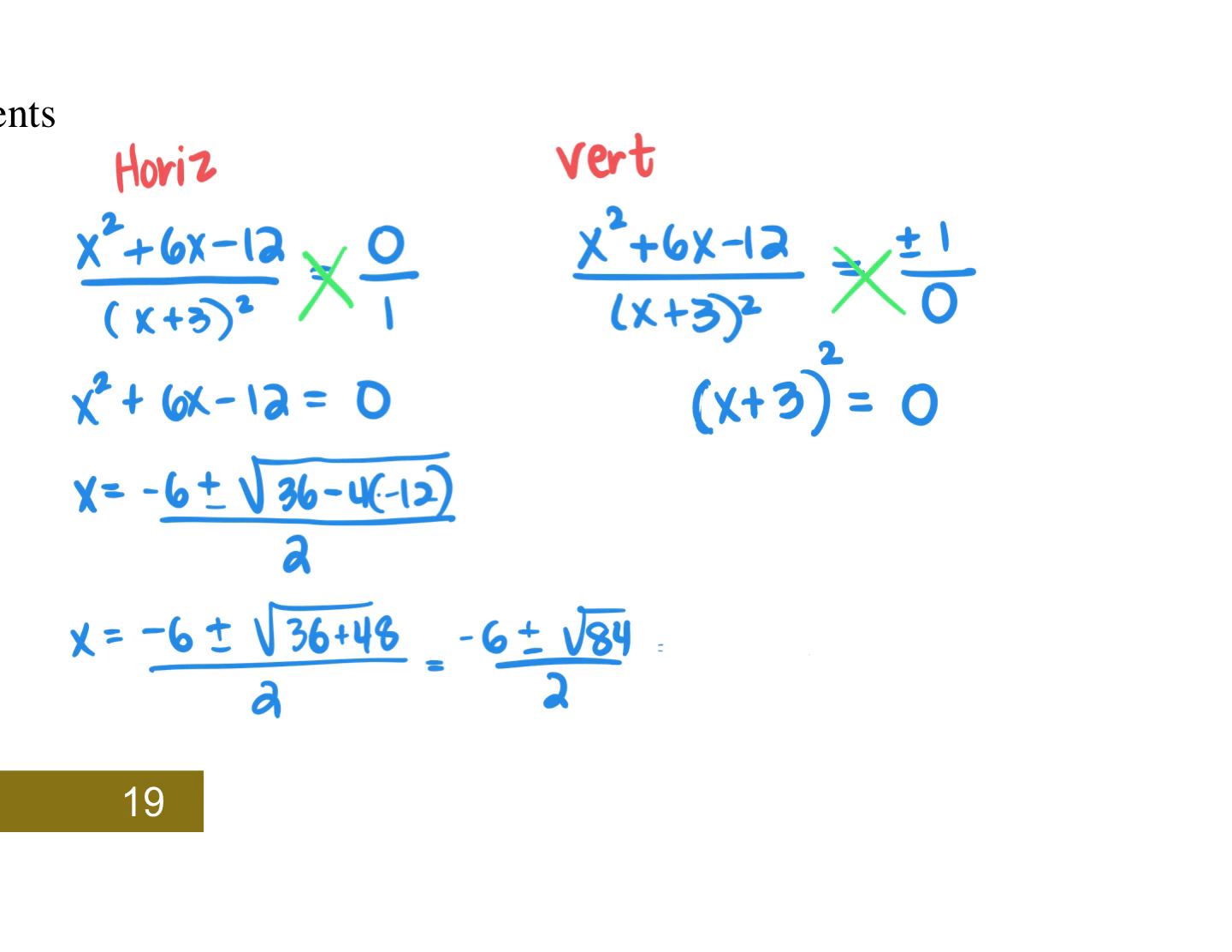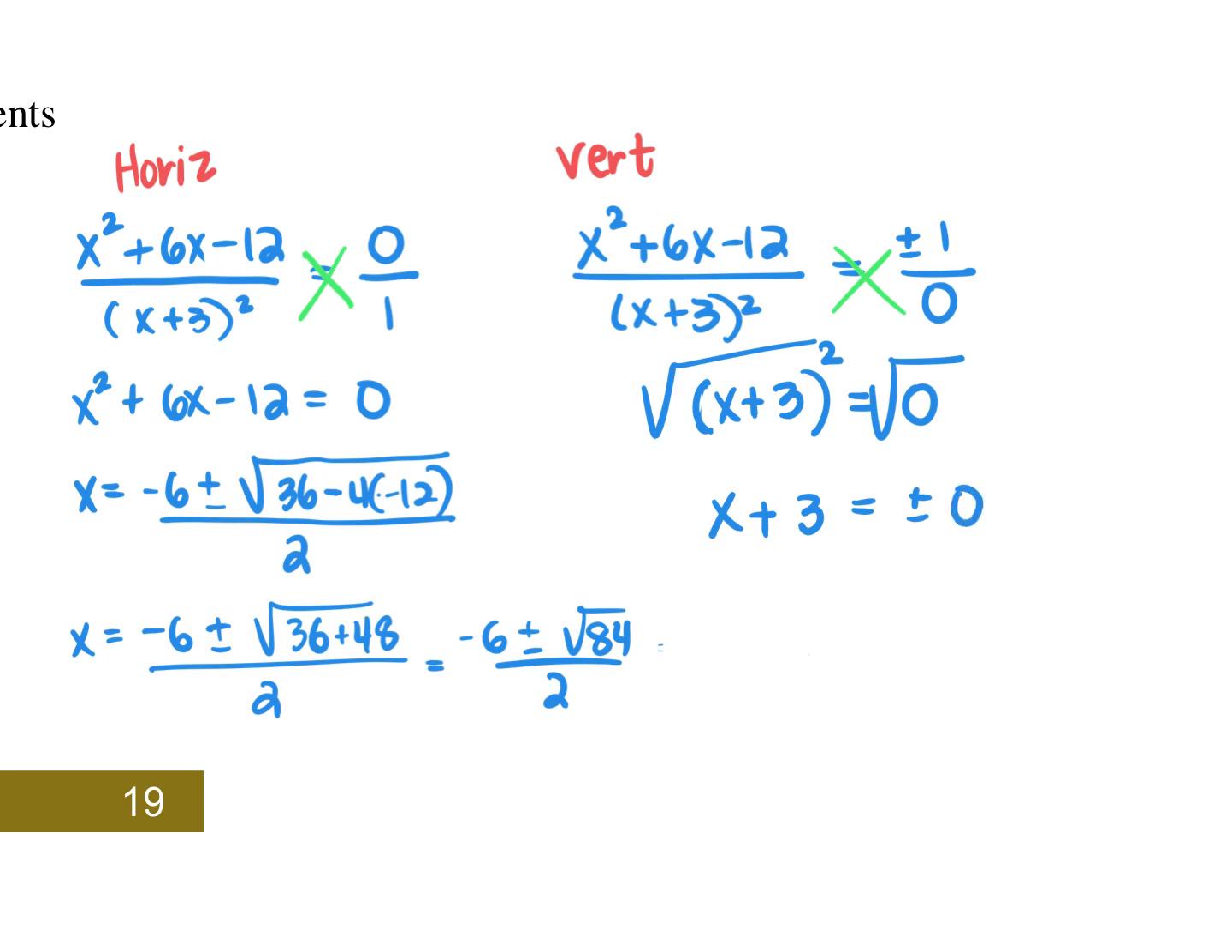Okay. What do I want to get rid of? I don't want a FOIL. I want to get rid of the square by applying the square root. Okay, that's x plus 3. What's the square root of 0? 0. It's plus or minus 0.